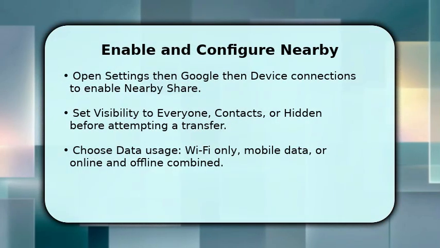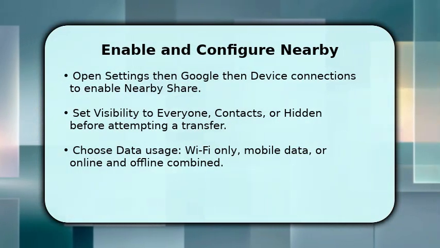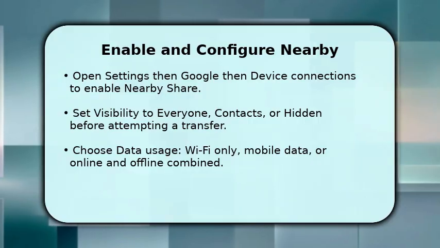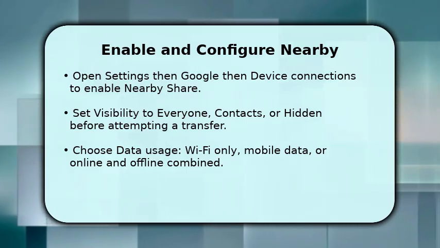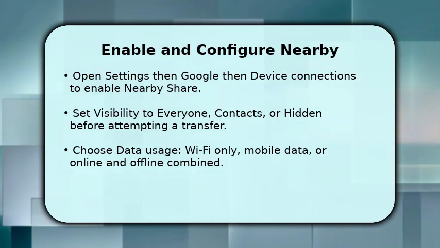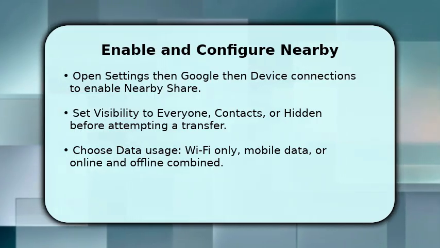Open Settings on your Android device and tap Google, then Device Connections. Find Nearby Share and toggle it on to enable discovery and transfers. Tap Visibility to choose everyone, contacts, or hidden for who can see your device.